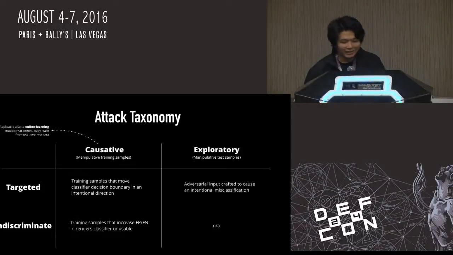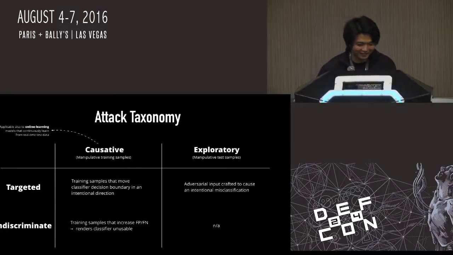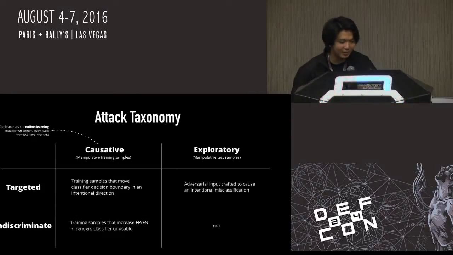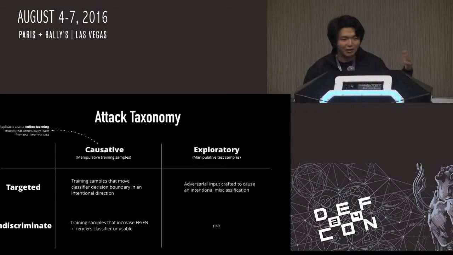But first, let's look at the attack taxonomy so we can look at the attack vectors and such in security speak. There are two general kinds of attacks that you can do on these machine learning or deep learning systems. You can have causative attacks or exploratory attacks. Causative attacks are relevant when you have access to the training step. For example, an online translation engine like Google Translate actually does rely on some kind of online reinforcement learning.